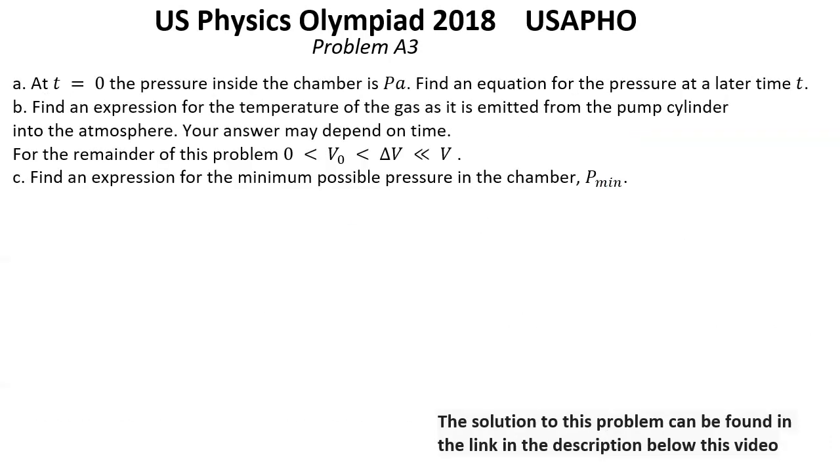Questions. Question A. At time t equals 0, the pressure inside the chamber is PA. Find an equation for the pressure at later time t. Question B. Find the expression for the temperature of the gas as it is emitted from the pump cylinder into the atmosphere. Your answer may depend on time. For the remainder of this problem, 0 is less than V0, which is less than delta V and much less than V. Question C. Find an expression for the minimum possible pressure in the chamber, P minimum.